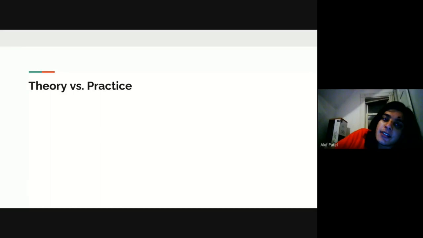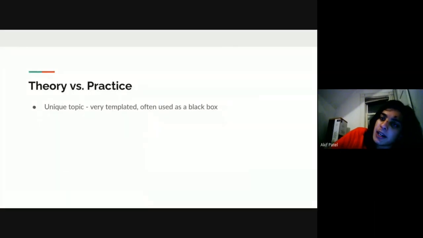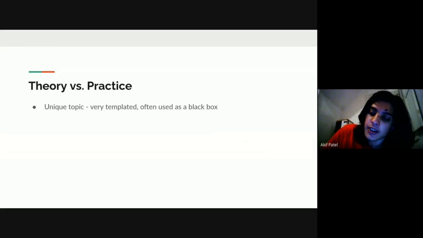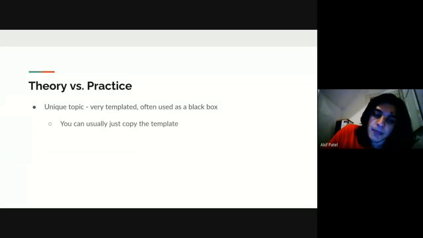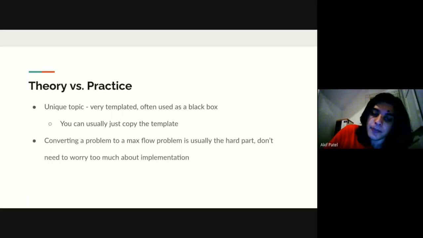Max flow is kind of a unique topic because it's very templated. You can just use the implementation as a black box and apply it. You often don't have to consider the internals of it when actually using it in CP. You can just copy the template and use it.